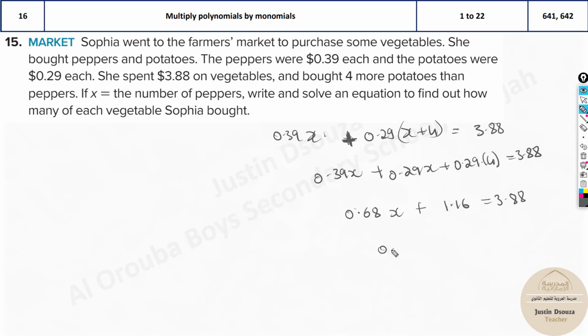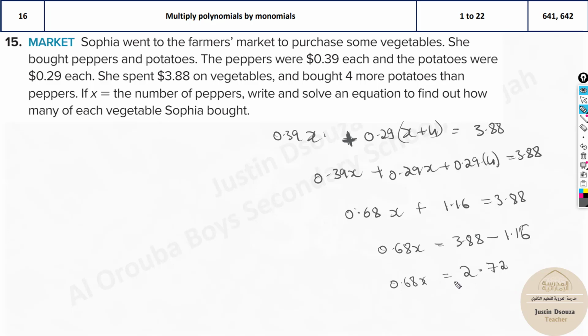So take this to the other side, it's 0.68x equals, when you subtract it, you will get 3.88 minus 1.16. Here we have to do 88 minus 16, you can use the calculator for this, it's fine. It'll be 2.72 and 0.68x. Now this one, you better use a calculator. It's a bit hard. It's nearly 4, I guess.